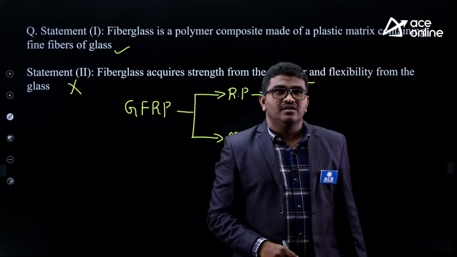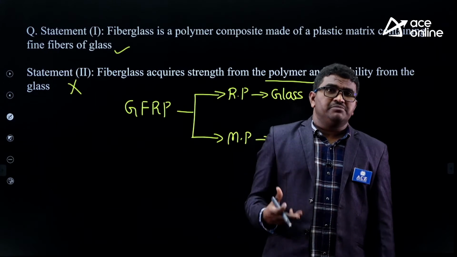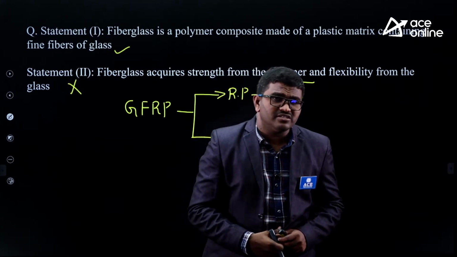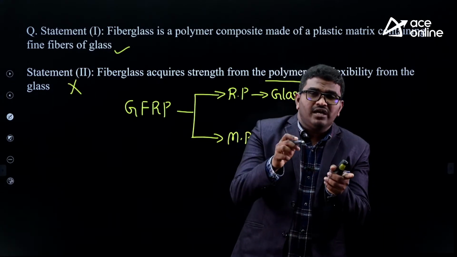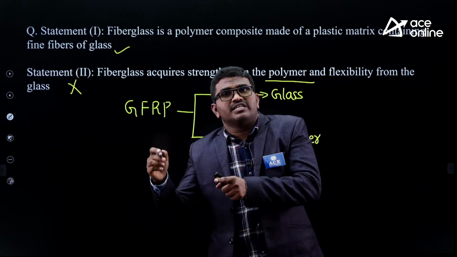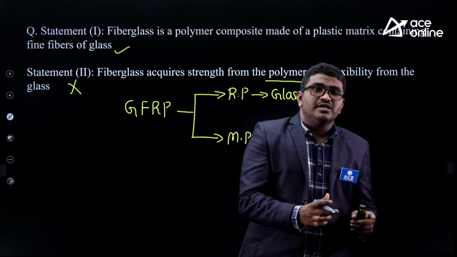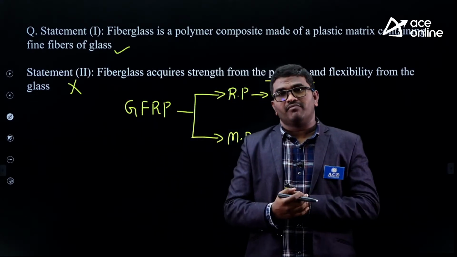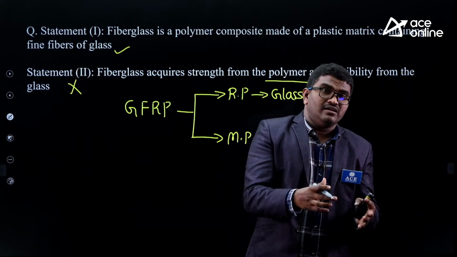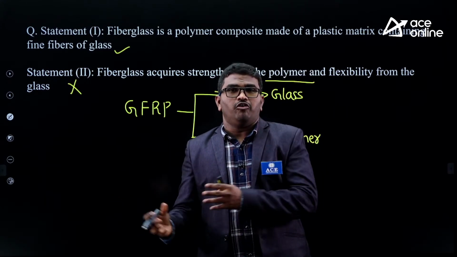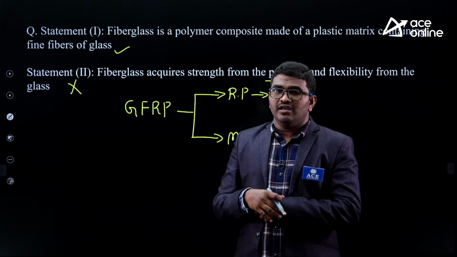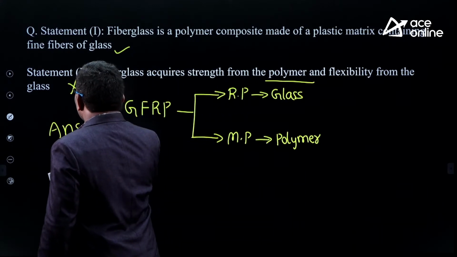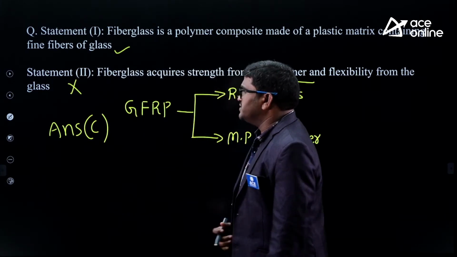You should be familiar with the options, especially from the ESE point of view. Every year, a minimum of 10 questions of this type are asked: statement questions, or otherwise assertion reason questions. Do you know the options? Option A is statement 1 and statement 2 both are correct, and statement 2 is the correct explanation for statement 1. Option B is statement 1 and statement 2 both correct, but statement 2 is not the correct explanation for statement 1. Option C is statement 1 is correct, statement 2 is incorrect. Option D is statement 1 is incorrect, statement 2 is correct. Now in this question, statement 1 is correct and statement 2 is incorrect, so the answer is C.